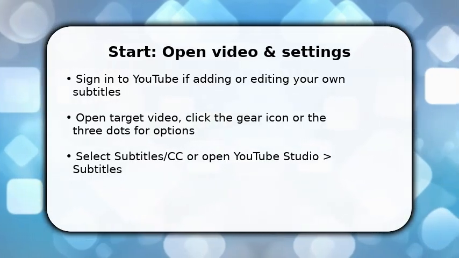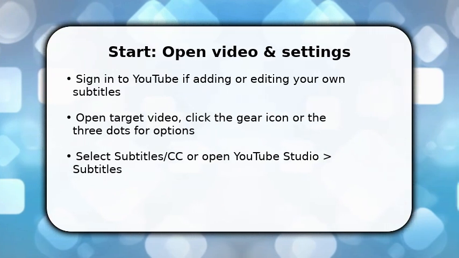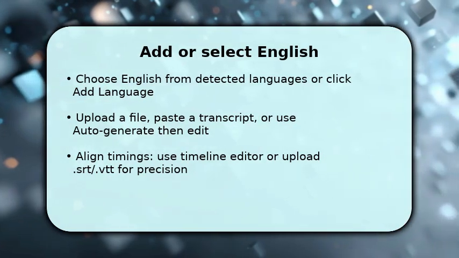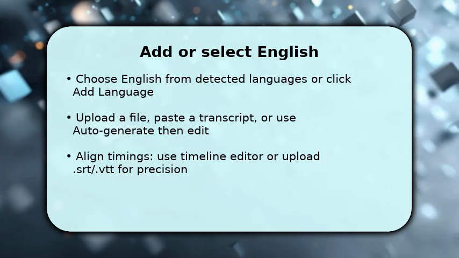Now you choose English and decide how to provide subtitles. If YouTube auto-detected English, select it and click Edit to refine auto-generated text. Make sure to correct errors.